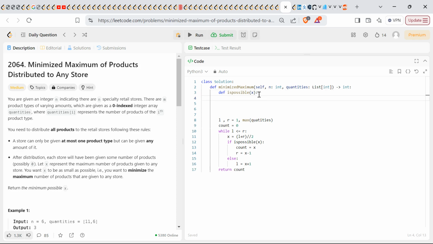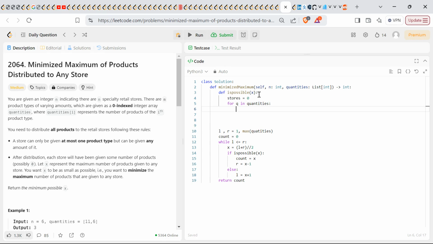Now we'll complete this function. Number of stores equal to 1. Please leave it equal to 1. Number of stores would be a ceiling value of each quantity divided by x. Return if stores are less than or equal to n.